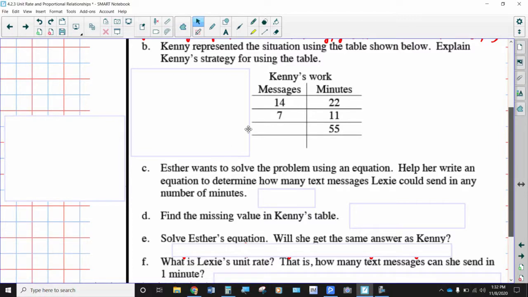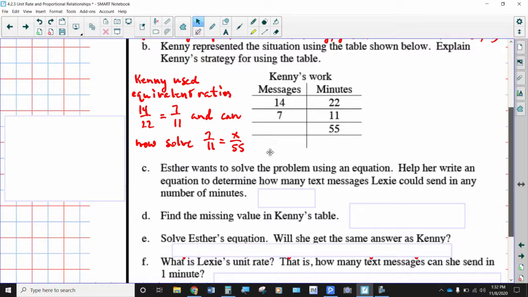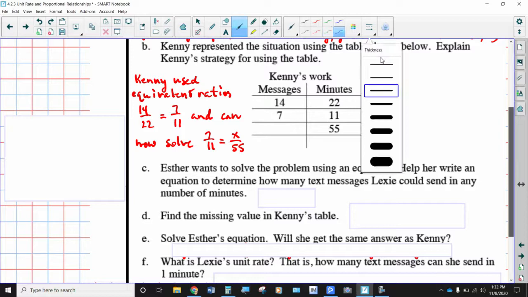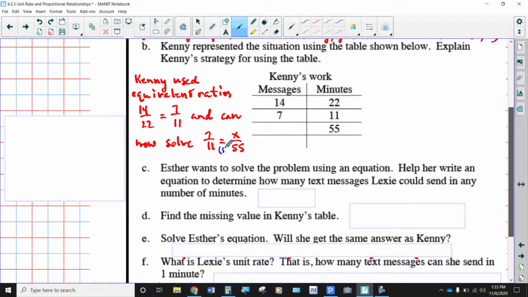All righty. Let's see how you did. First of all, what's the rationale for finding out the number of text messages in 11 minutes? Well, I believe that Kenny wanted numbers that were easier to work with proportionally. So if 14 out of 22 is equivalent to 7 out of 11, then we can use this to figure out how much it is out of 55, because you could just use the giant one, right? So what do you multiply times 11 to give you 55? Multiply the same thing times 7. We know that would be times 5, right?